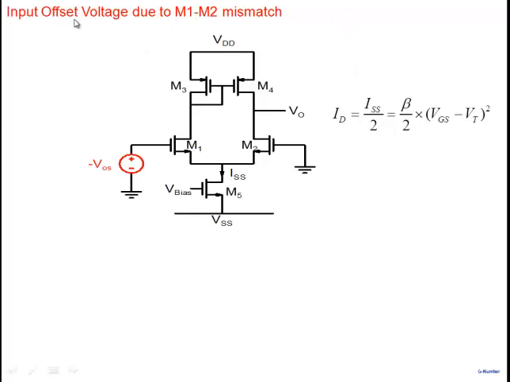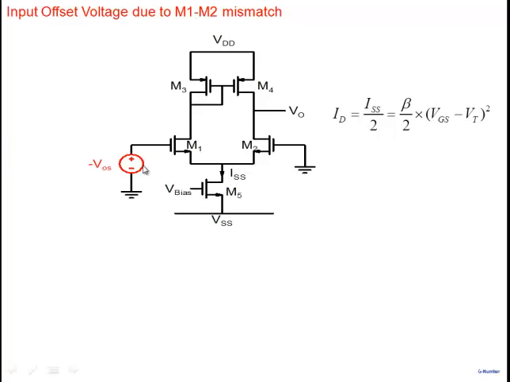Alright, so the idea is as follows. I'm considering an input offset voltage due to M1, M2 mismatch. The threshold voltages of M1 and M2 are different, and therefore the currents ID1 and ID2 will be different. Now I'm attaching a source here which is minus VOS. When I attach minus VOS, what will it do?